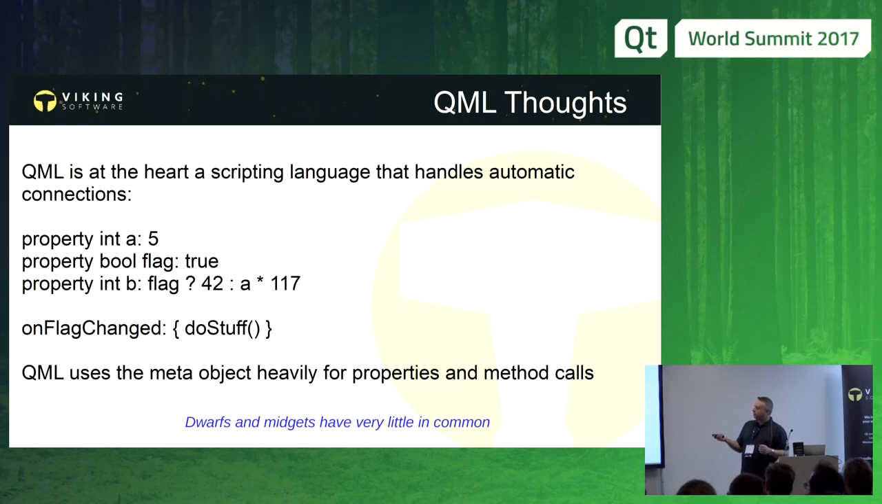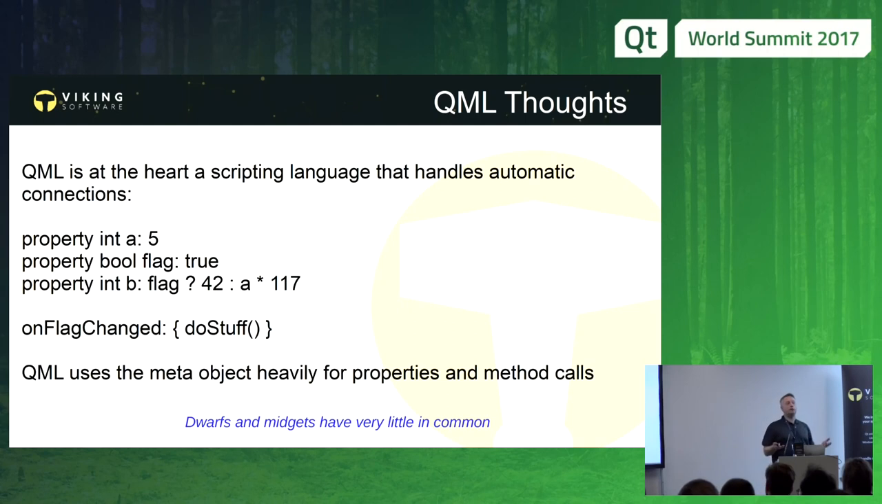And here you say this B is now, whenever flag is true, then the value of B is 42. When flag is false, then it is whatever is inside A at any given time, times 117. So if the flag is false, then now A is updated, you set A to 20, and B is automatically set to 20 times 117.